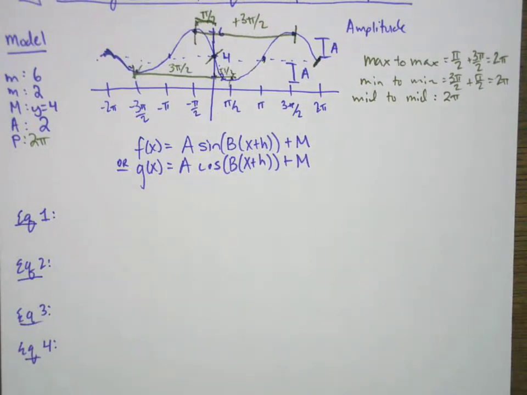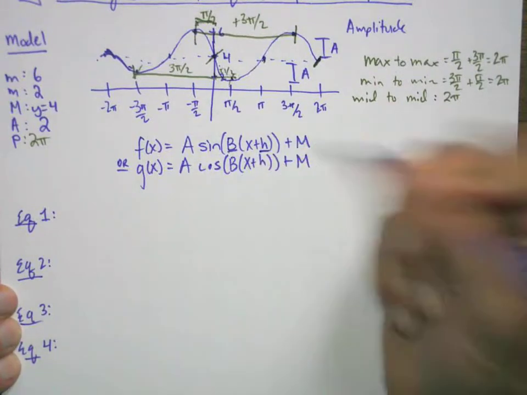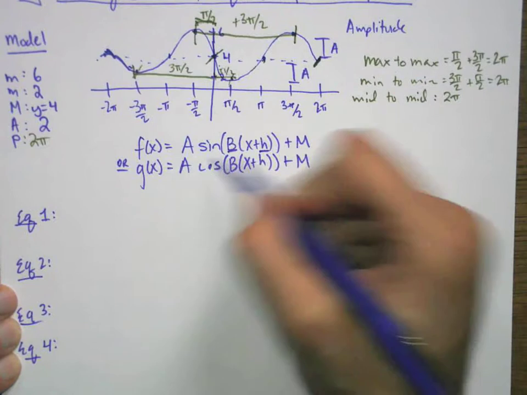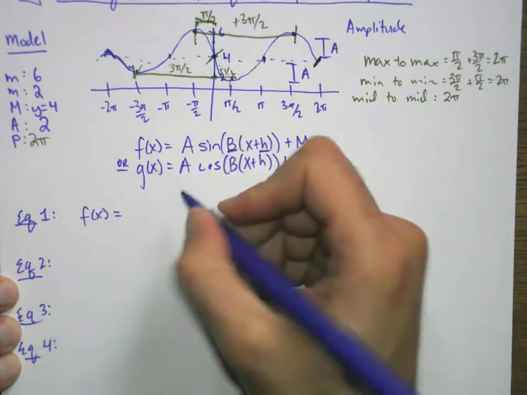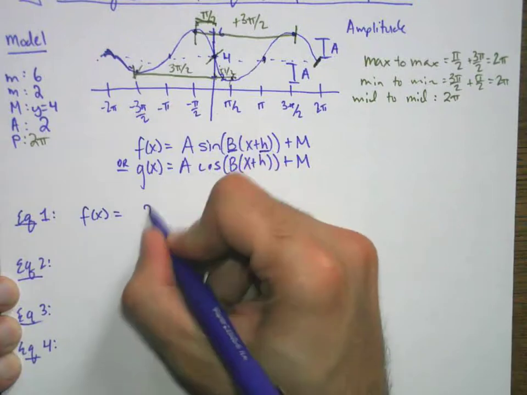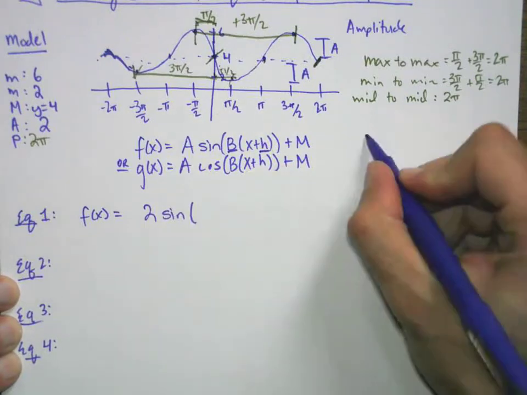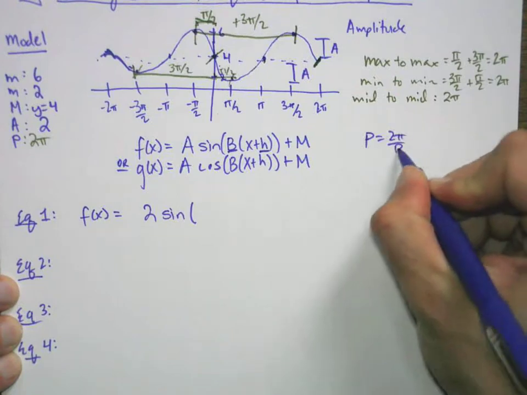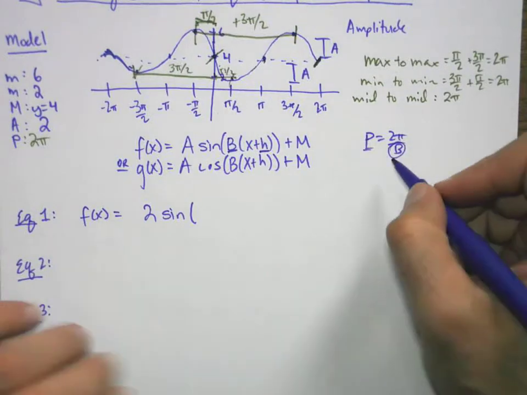We know everything except for the h and the b. We know the a and the m in each time, right? So we can say that function is, what's my a? Well, it's 2 times sine of, what's b? How do I find b? I know that my period is 2 pi over b, but how do I get b? I know my period, right? I don't just throw 2 pi in there. I know my period, it's 2 pi. So I've got to solve for b.